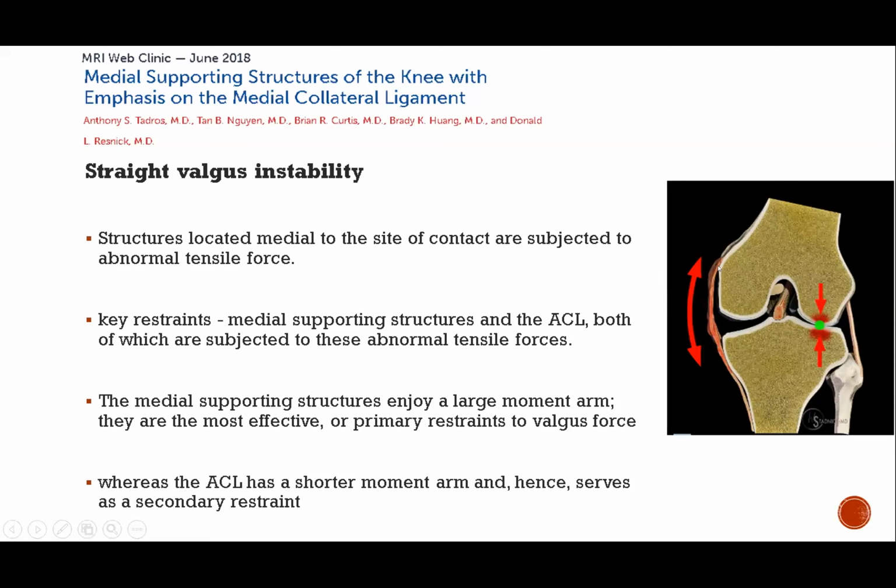The key restraints are the superficial MCL, the medial supporting structures and the ACL, all of which are subjected to tensile forces. But the medial supporting structures, being far away from this point, enjoy a large moment arm, and they are the most effective and primary restraints of the valgus force, whereas the ACL is just next to this point of contact. So it has a shorter moment arm and serves as a secondary restraint. So the main restraint is the medial structures, with the ACL being the secondary restraint.